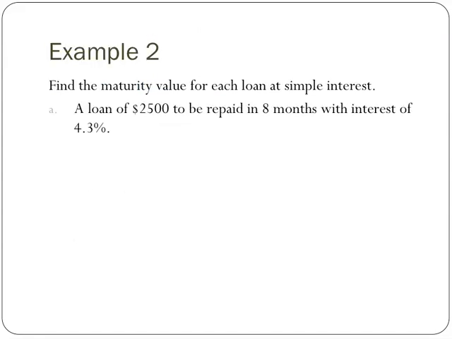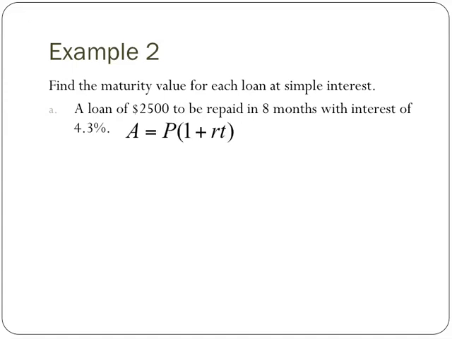Take a look at example 2. Find the maturity value for each loan at simple interest. A loan of $2,500 to be repaid in 8 months with interest of 4.3%. So again, we're trying to find the maturity value, so in other words, how much is owed at the end of 8 months in total, including the amount that was borrowed that needs to be paid back and the amount of interest that needs to be paid.